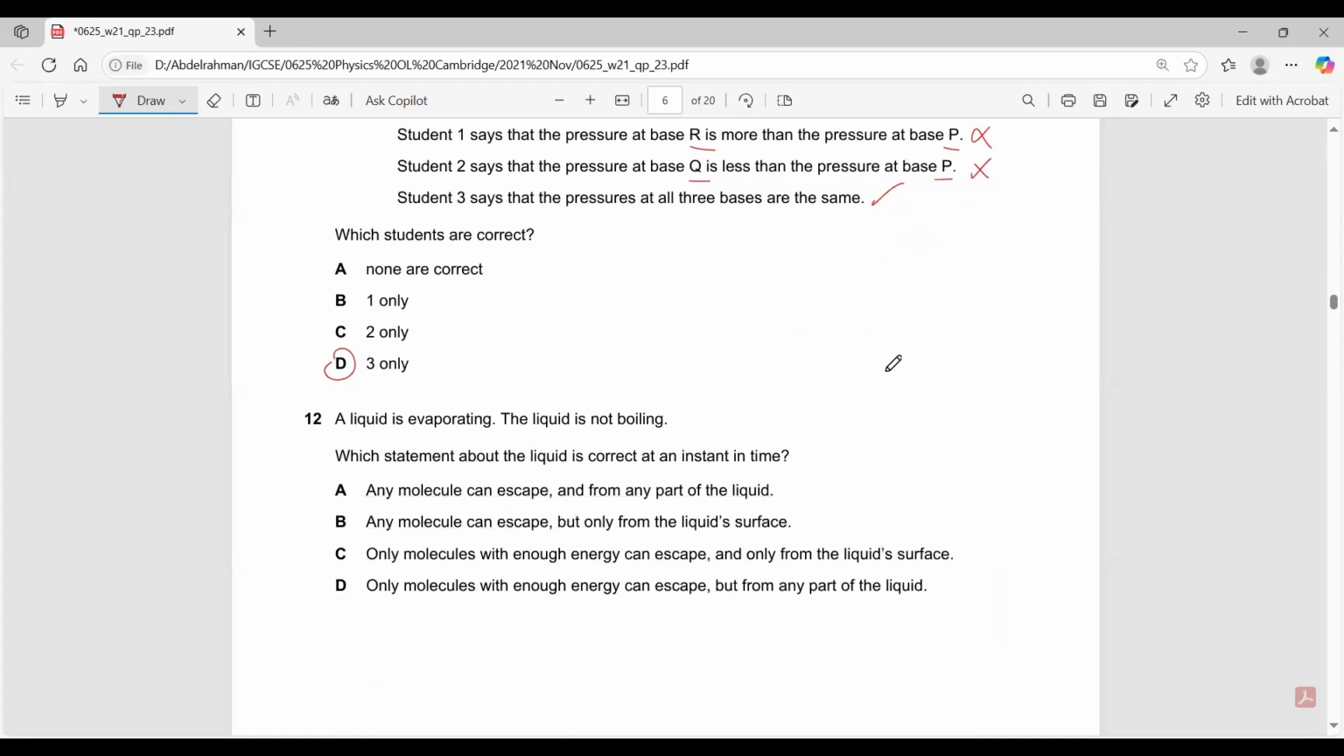A liquid is evaporating, it's not boiling. Which statement about the liquid is correct? Can any molecule escape? No. Only molecules with high enough energy can escape, and only from the surface. Yes, this is evaporation.